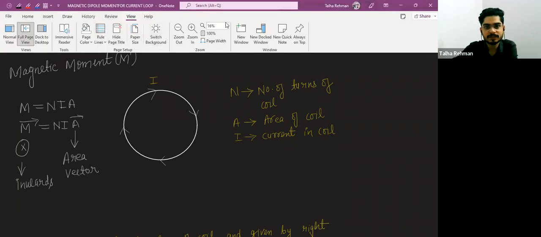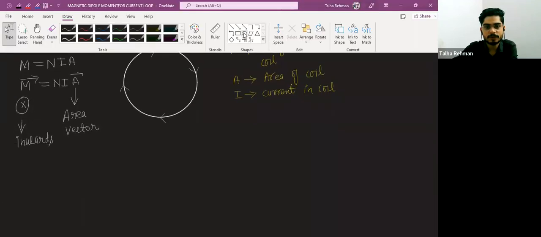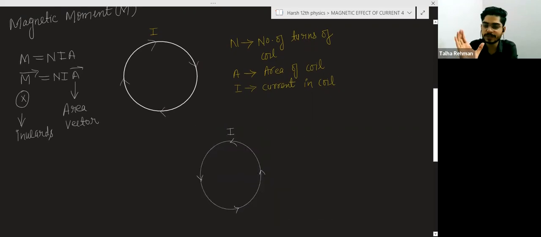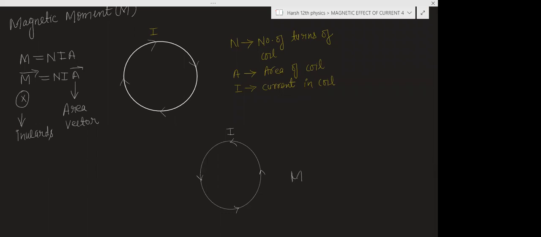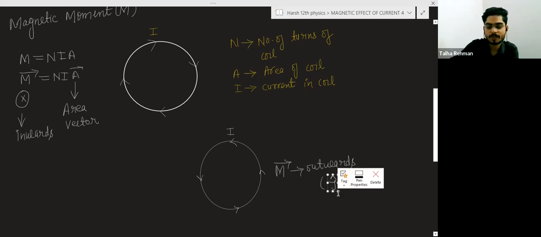Suppose I am taking a coil like this, and the current is in this direction. Now curl your fingers along the sense of current. Now your thumb is towards you. Towards you means the direction of the magnetic moment will be outwards, and outwards is the K cap.